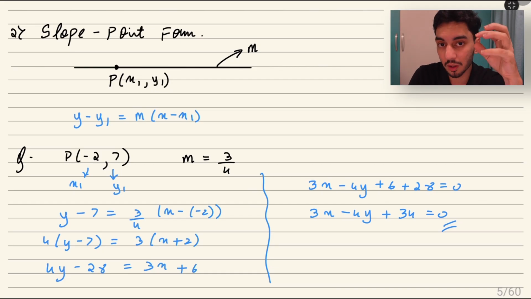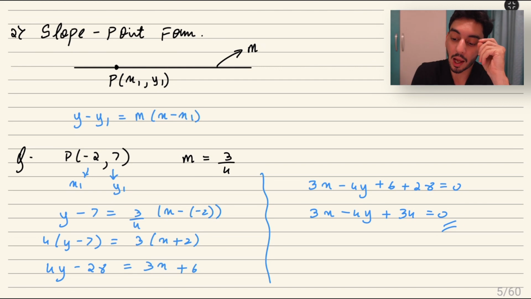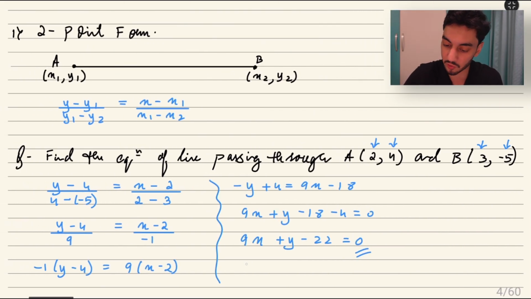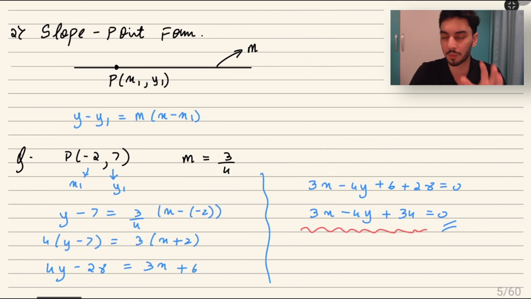Now if you observe in both the examples that we've done till now, I have kept my answer in the standard form, ax plus by plus c is equal to 0. So the form is always a standard form. If it is not mentioned in the question, I prefer keeping it in this form. Even in the previous question, it is ax plus by plus c is equal to 0. I always prefer keeping it in this form.